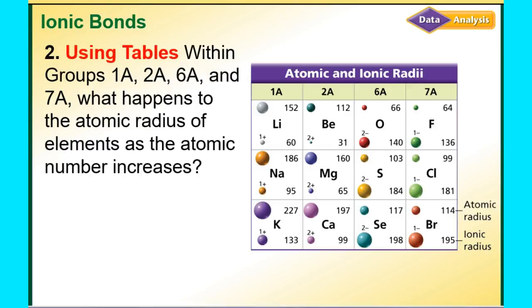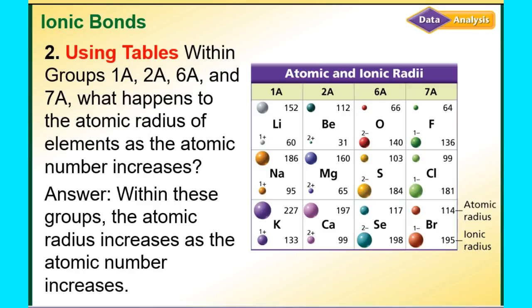Using tables within groups 1A, 2A, 6A, and 7A, what happens to the atomic radius of elements as the atomic number increases? Within these groups, the atomic radius increases as the atomic number increases.